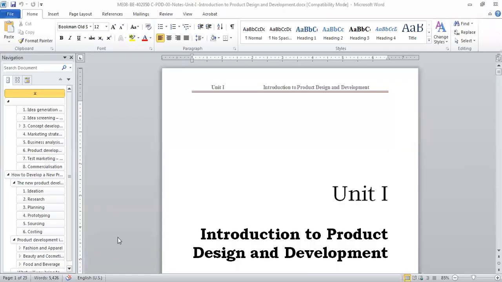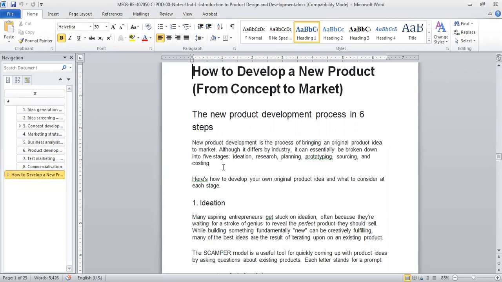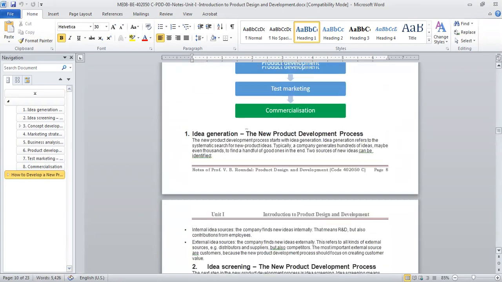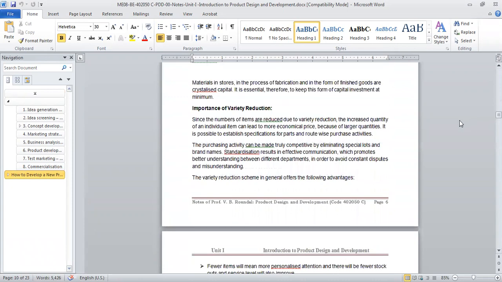So today, this is the fifth lecture, and we'll talk about the new product design and development process. We'll take a look at how we can develop a product from the base. Basically, we are going to take an example.